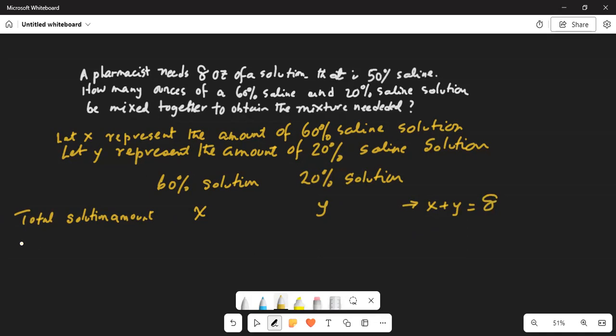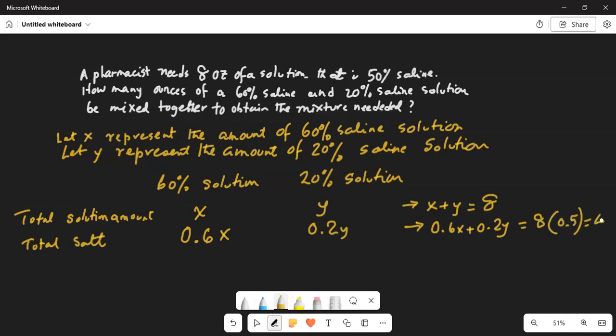And total salt. So this is the 60% solution of X. 60% is 0.6 times X. And this is 0.2, the 20% solution, times Y. Also, for the final, we know 0.6X plus 0.2Y should be equal to this 8 ounces of a 50% solution, 8 times 0.5, which is 4.